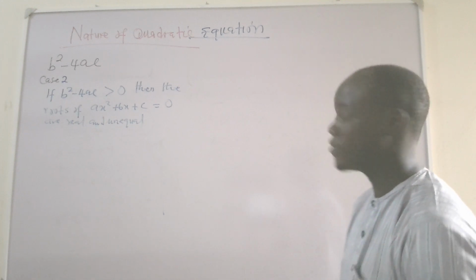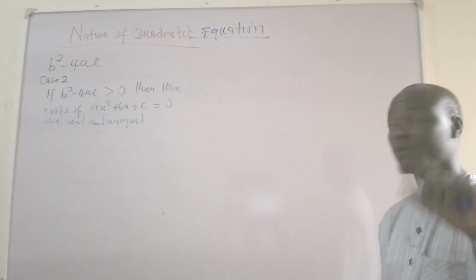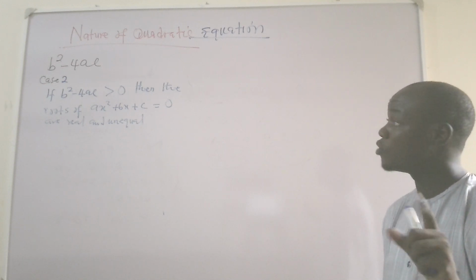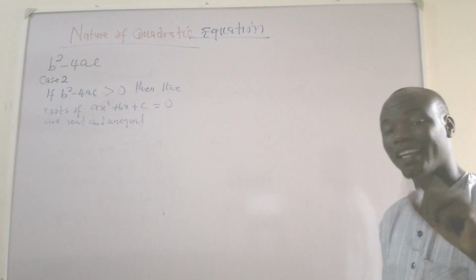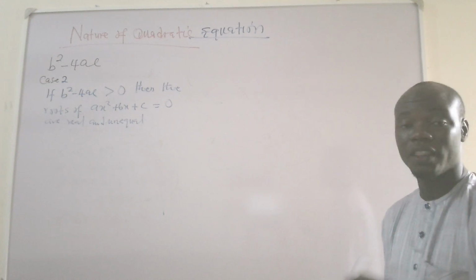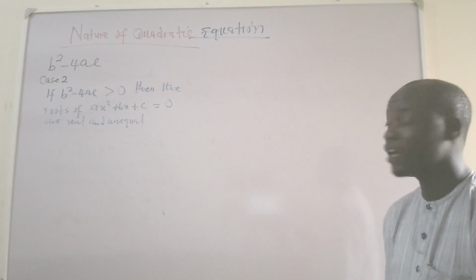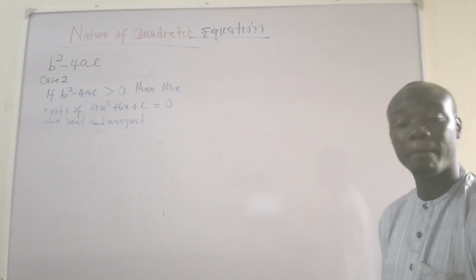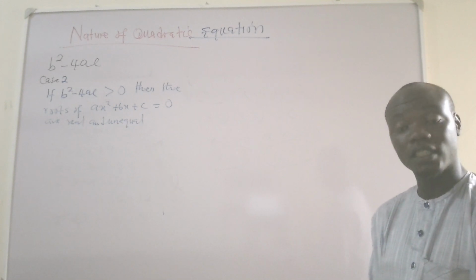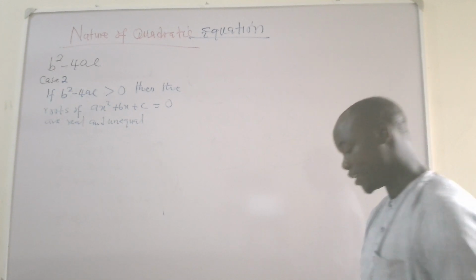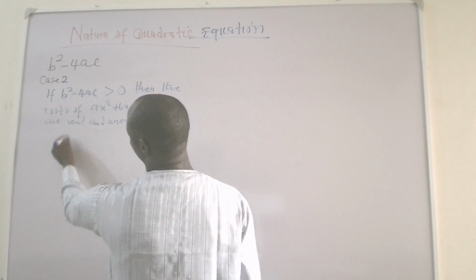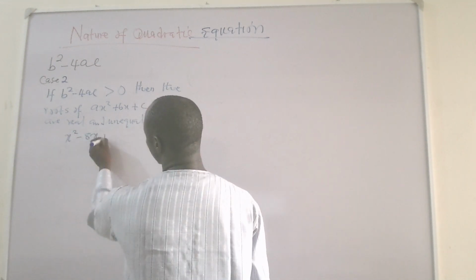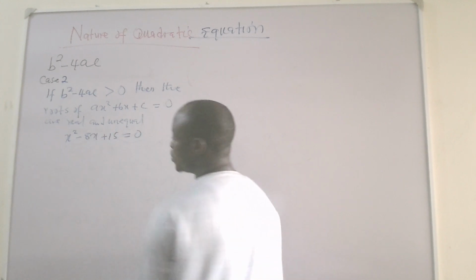So it means that when you use your discriminant and you observe that the value is greater than 0, that tells you that the roots of your equation are real but unequal. So let's look at a case. Let's say we have x squared minus 8x plus 15 is equal to 0.